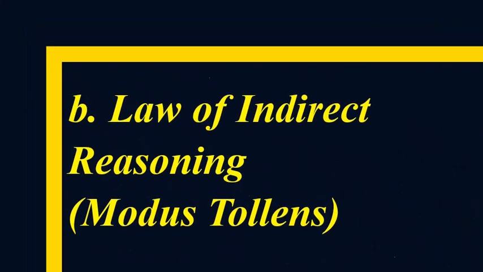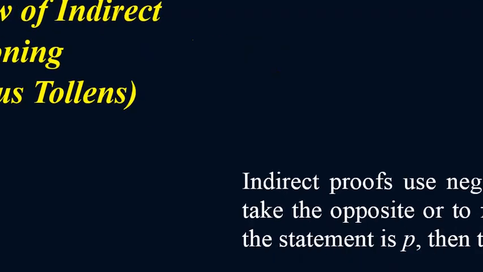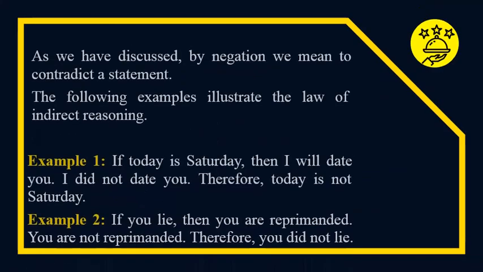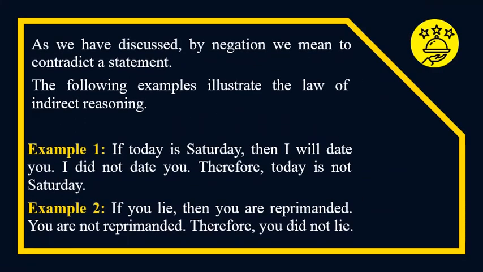Law of indirect reasoning or the modus tollens. Indirect proof uses negation. Negation means to take the opposite or to falsify a true statement. If the statement is P, then the negation is not P. What this law implies is that if we can show the negation of the conclusion is true, then the negation of the hypothesis, not the hypothesis itself, is also true. As we discussed, by negation we mean to contradict a statement. The following examples illustrate the law of indirect reasoning.